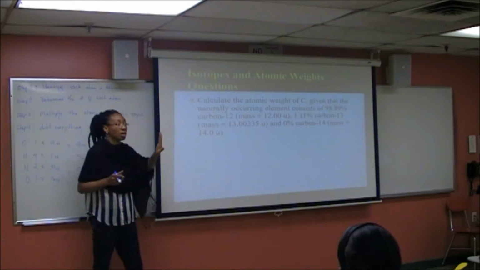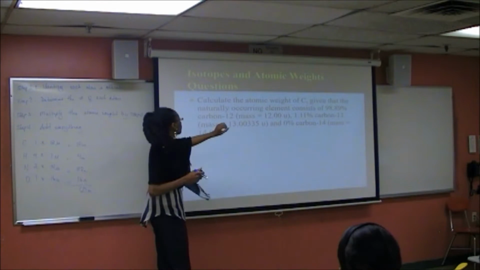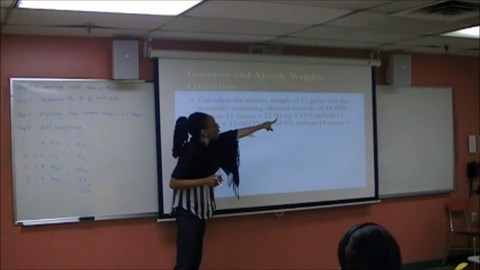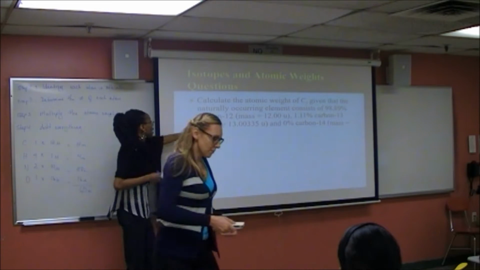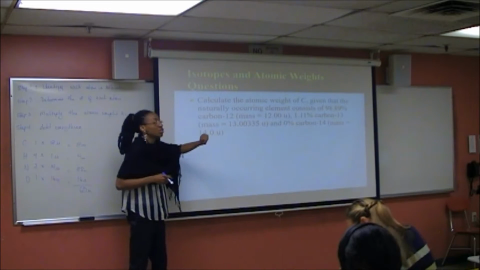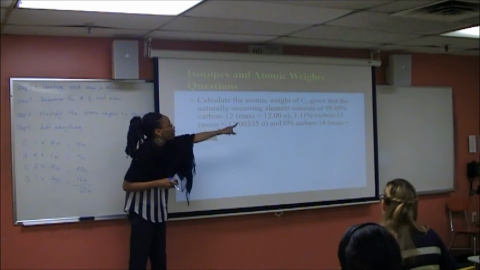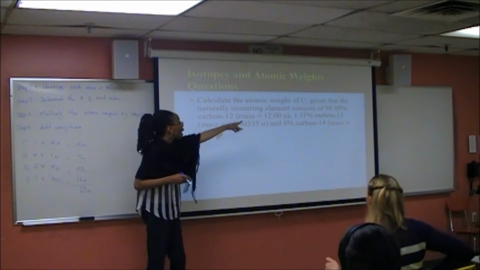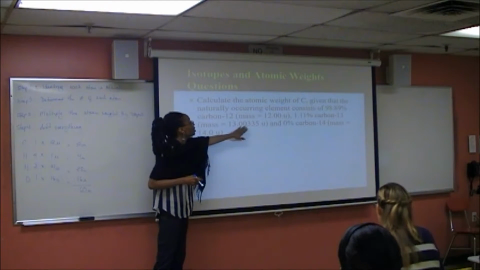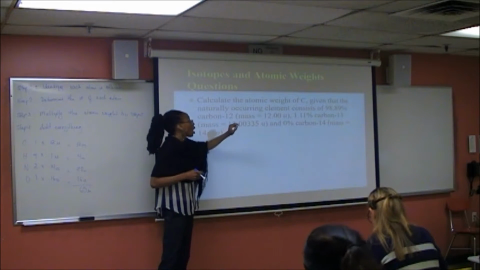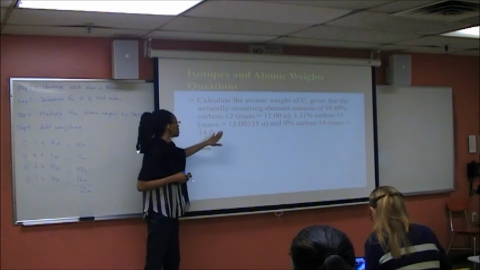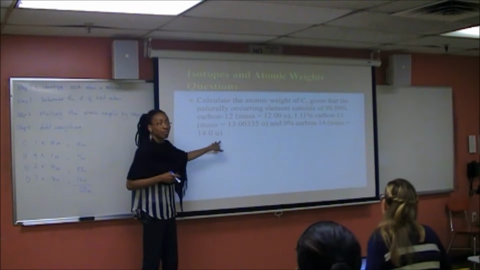Here, for example, carbon. Carbon has 3 isotopes. Carbon 12: 98.89% of carbon is the isotope carbon 12 and has a mass of 12.00 U. Carbon 13 has an abundance of 1.11% and has a mass of 13.00335 U. Carbon 14 has 0% abundance and has a mass of 14.0 U.